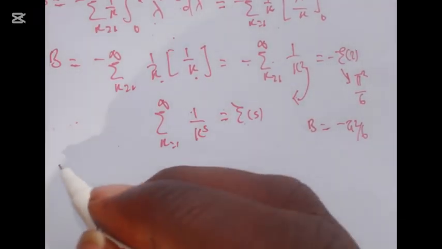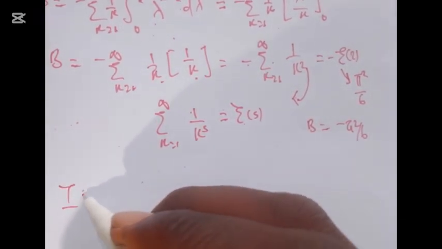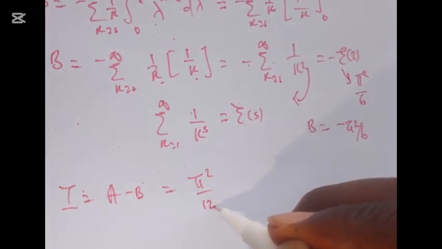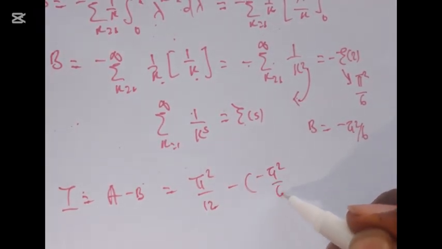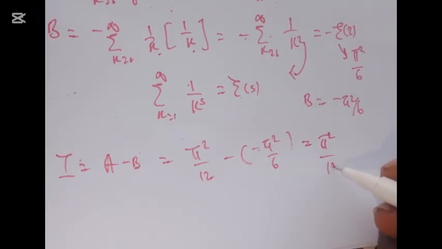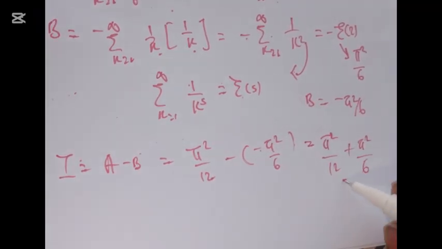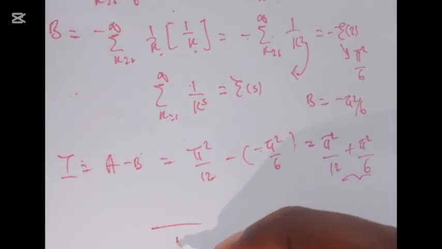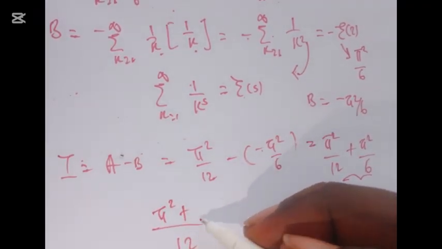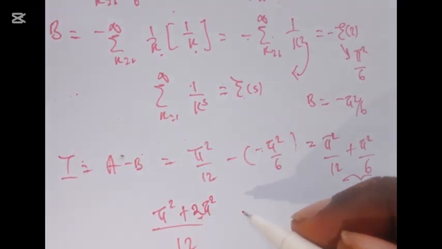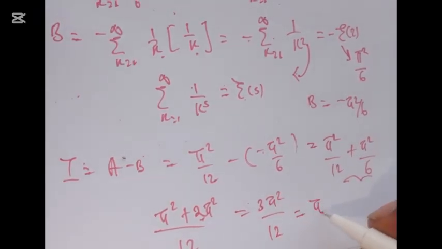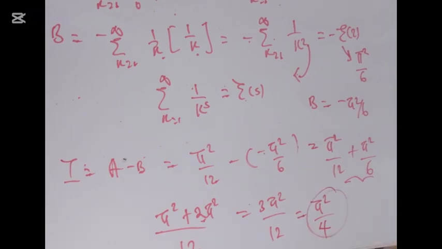Now let's solve this problem finally. We know that our integral I is equal to A minus B, and we have A to be pi squared over 12, and B is negative pi squared over 6. Minus times minus will give us plus. So we have pi squared over 12 plus pi squared over 6. The LCM of 12 and 6 is 12. So 12 in 12 is 1, 1 times pi squared gives pi squared, and 6 in 12 is 2, 2 times pi squared gives 2 pi squared. Then pi squared plus 2 pi squared will give us 3 pi squared over 12, which is equal to pi squared over 4. So that is the final answer to that problem.